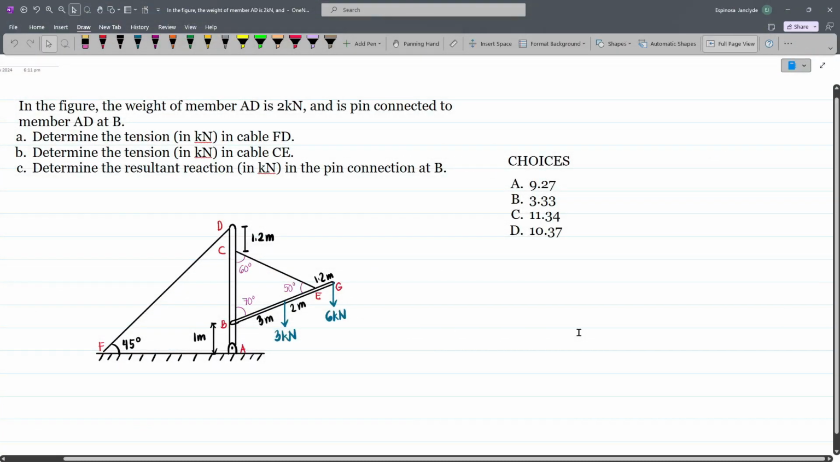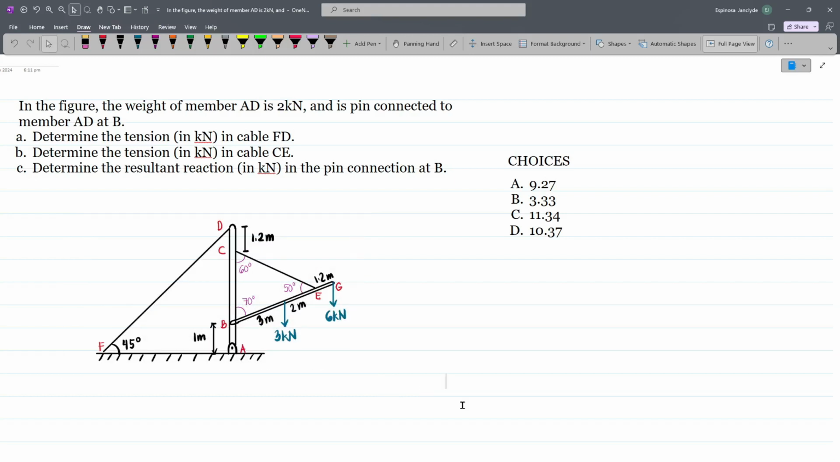Sa video natin ngayon, we'll try to solve this problem. Now, itong problem na to is under PSAD. However, maraming hindi nakakuha kasi marami kasi tayong formulas na kailangan gamitin para makuha natin yung mga kailangan natin.